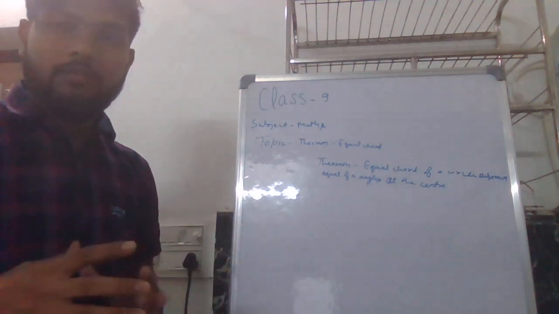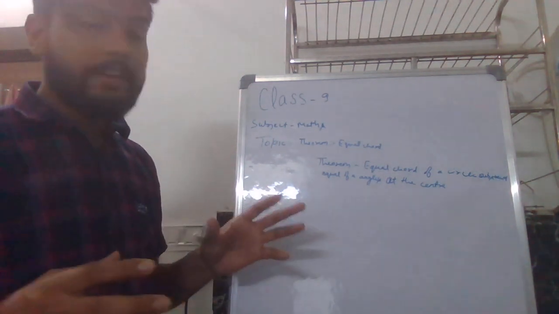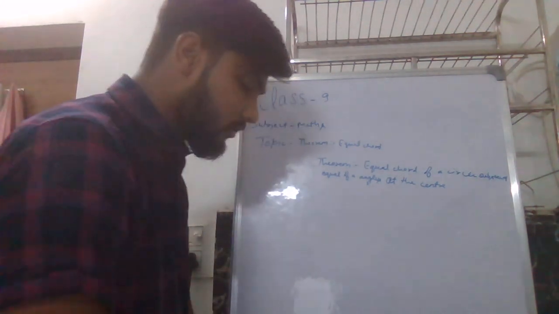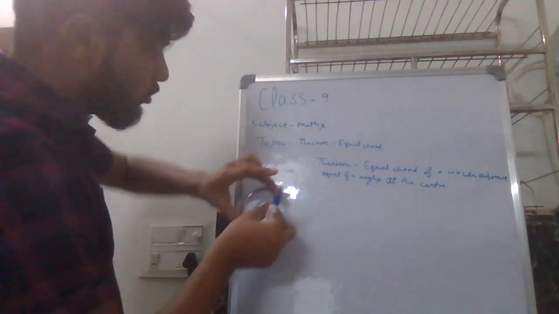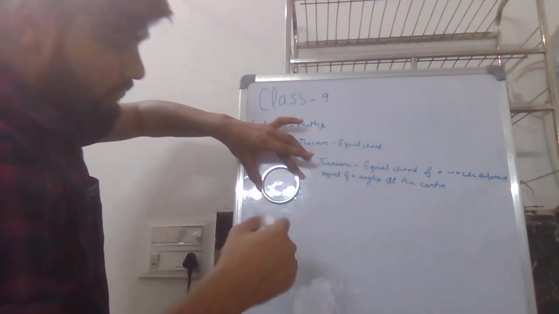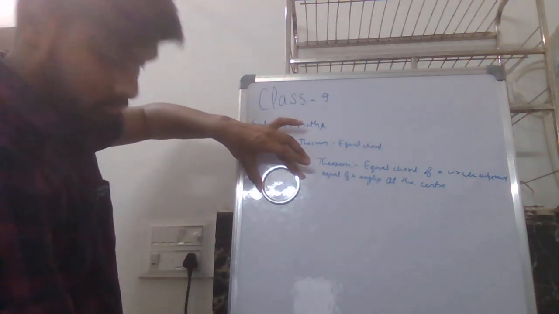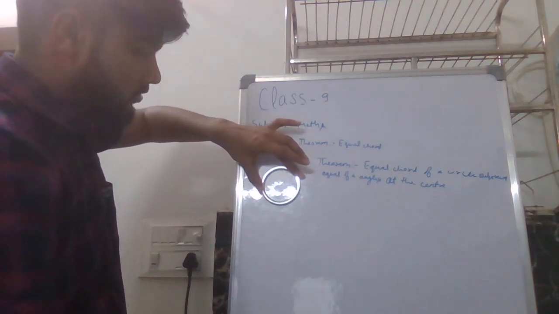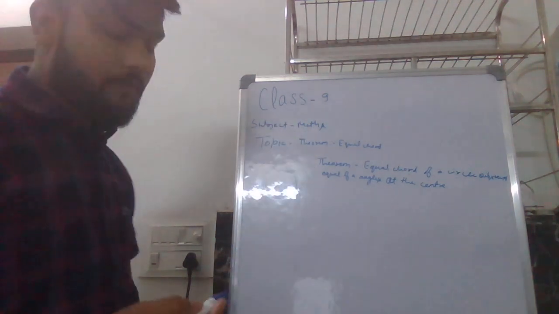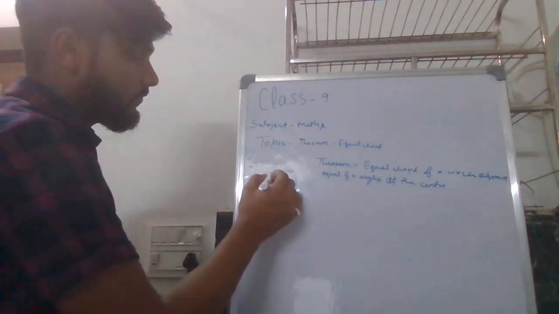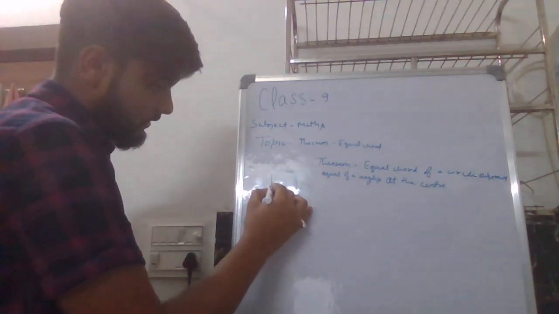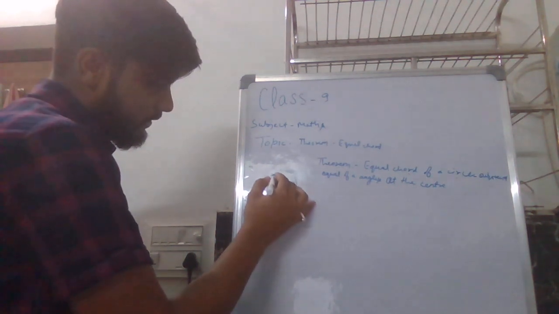For that, first we need to construct that figure again. I will construct that figure, so you also do it in your notebook. First I will draw a circle, and after drawing a circle, I will construct this figure like this. First it will be the midpoint.